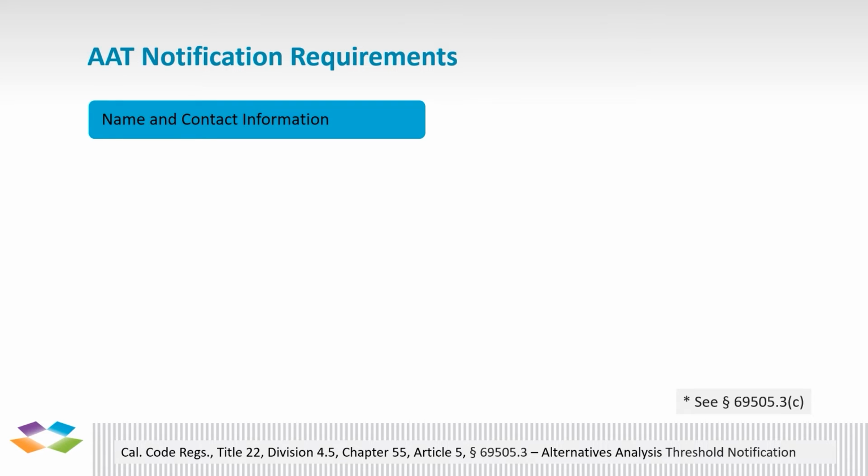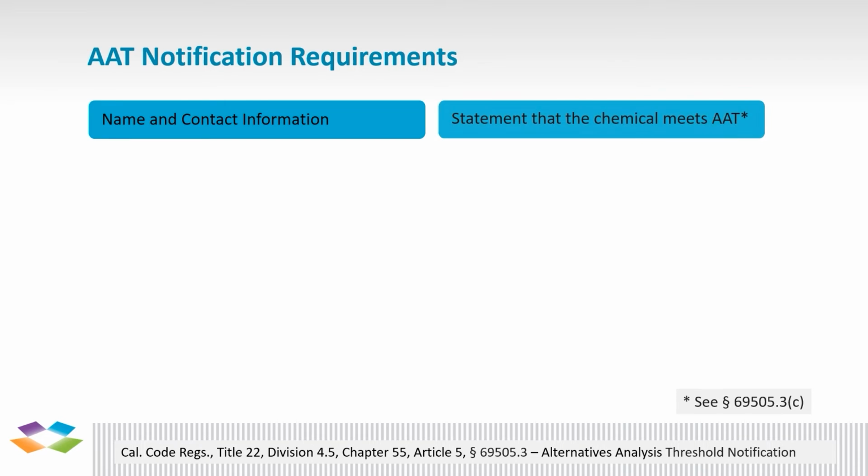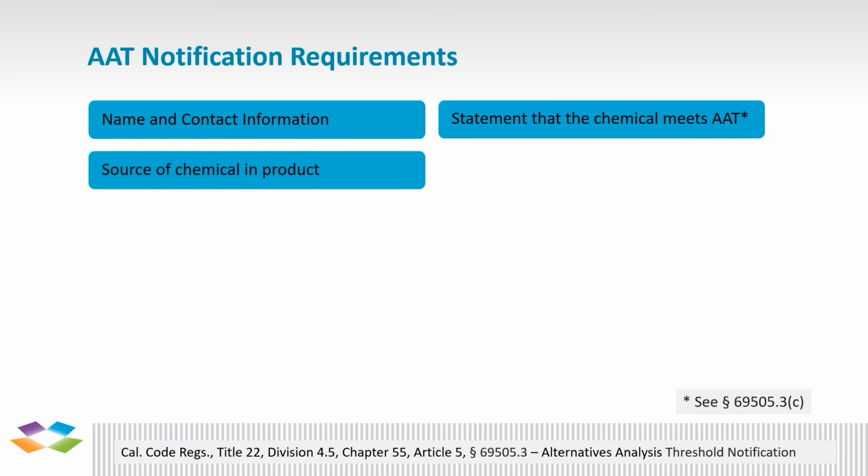First, the identification information should include the name and contact information of the person submitting the AAT notification and that of any known responsible entities or REs. Second, a statement certifying that the chemical of concern in the product does not exceed the AAT specified by DTSC. Third, information describing the source of the chemical in the product.